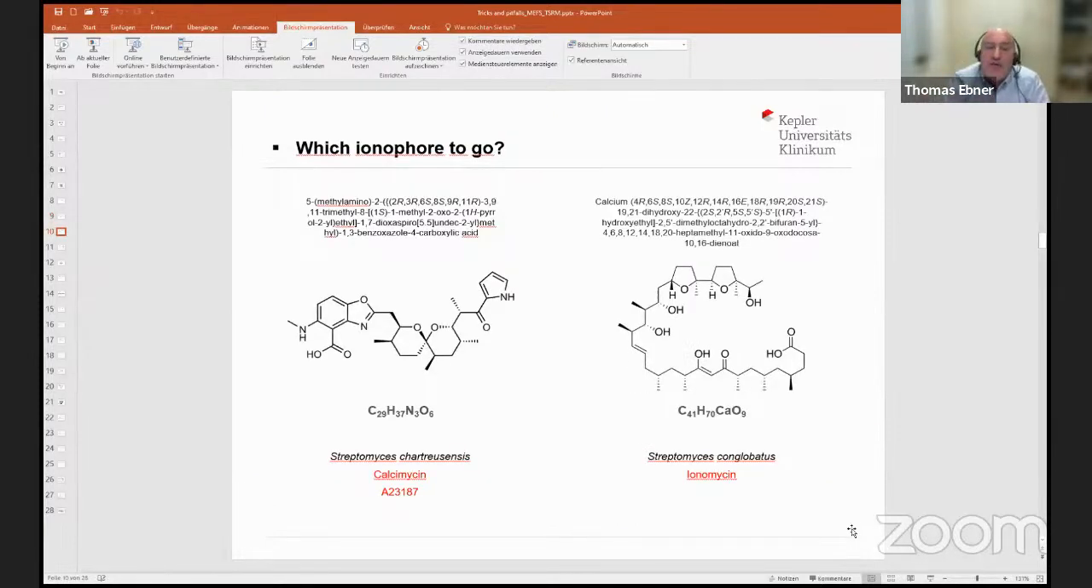So which ionophore should we use then? We have two possibilities. Both look quite complicated. One comes from Streptomyces chartreusis and the other one from Streptomyces conglobatus, and they have antibiotic activity. On the left side, you see calcimycin, also referred to as A23187. On the other hand, you see ionomycin. So which one should we use in IVF?